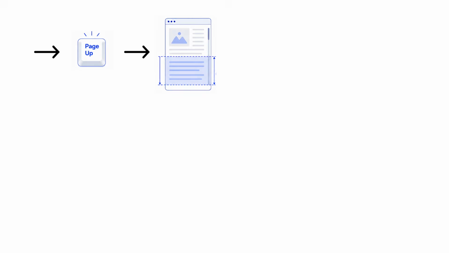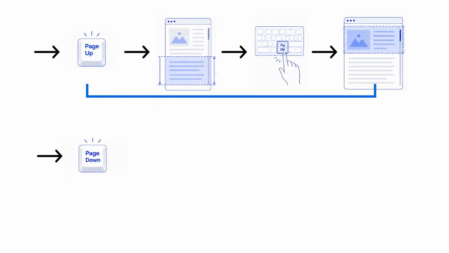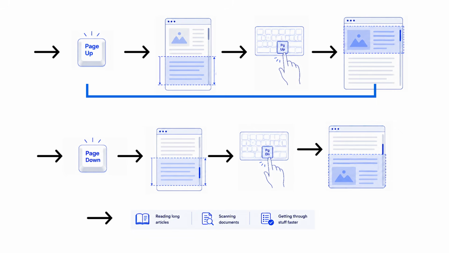Page Up doesn't scroll one line. It scrolls roughly one viewport height. The exact amount depends on the program, but it's always the same idea. You see a screen. You press Page Up. Now you see the screen above it. Simple. Massive time saver. And Page Down does the opposite. One press and you jump down an entire screen. Perfect for reading long articles, scanning documents, or just getting through stuff faster.